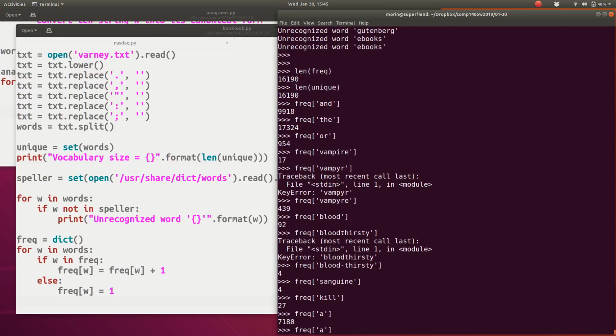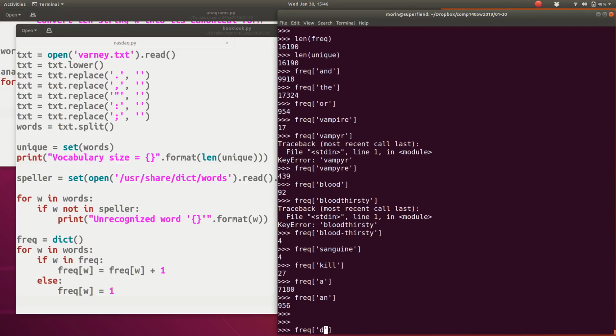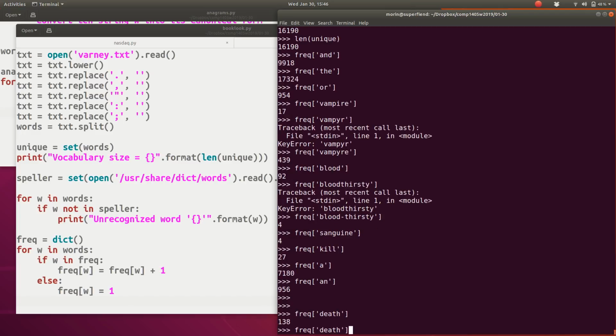We can check that. So, "and" occurs, I don't know, that's probably a standard thing, depending on whether the thing that comes after it begins with a vowel or not. Okay. Kill, death, lots of... 138 times. Murder.